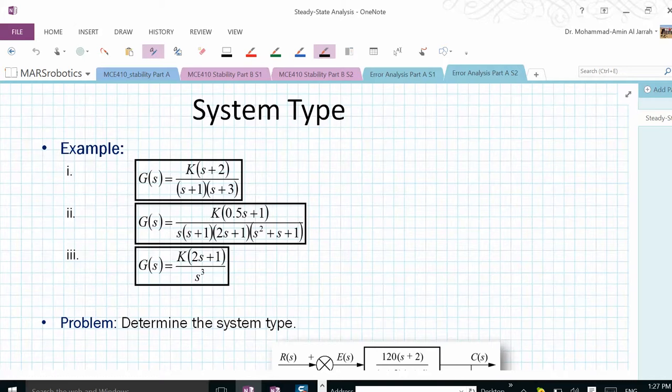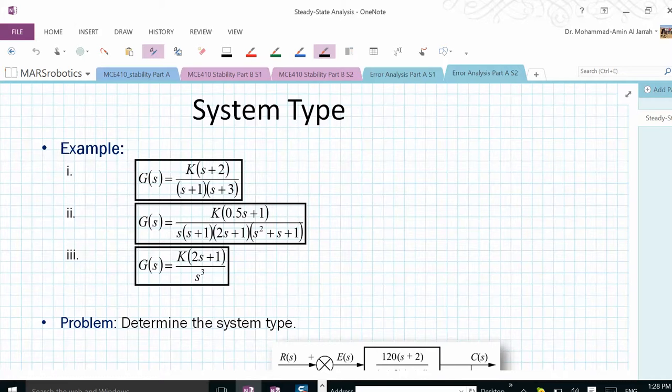What is the system type for the second system? Type one. I have a pole at the origin. What is the system type for the third? Three, right? This is s cubed. This is type three.